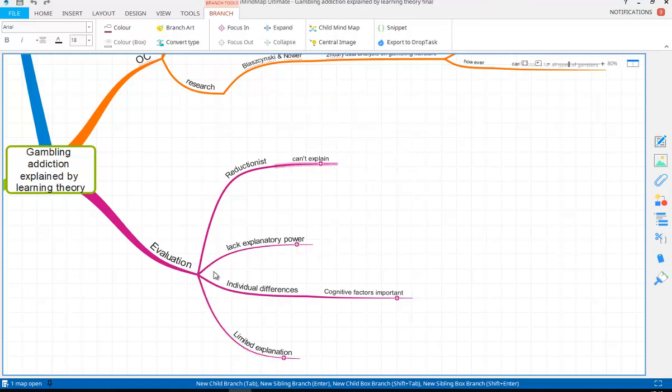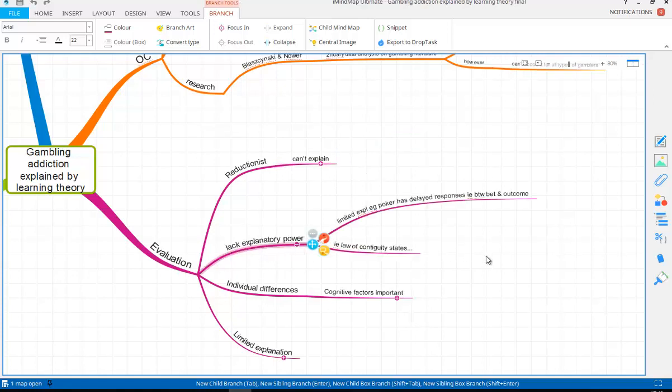So let's get rid of that one. So second evaluation point, it lacks explanatory power, meaning that it's got quite a limited explanation. For example, behaviourism talks about the law of contiguity. Look at the spelling of that, contiguity. And that states that the two stimuli have to occur together very closely in time for that association to be made. But that therefore doesn't really explain all sorts of learning.